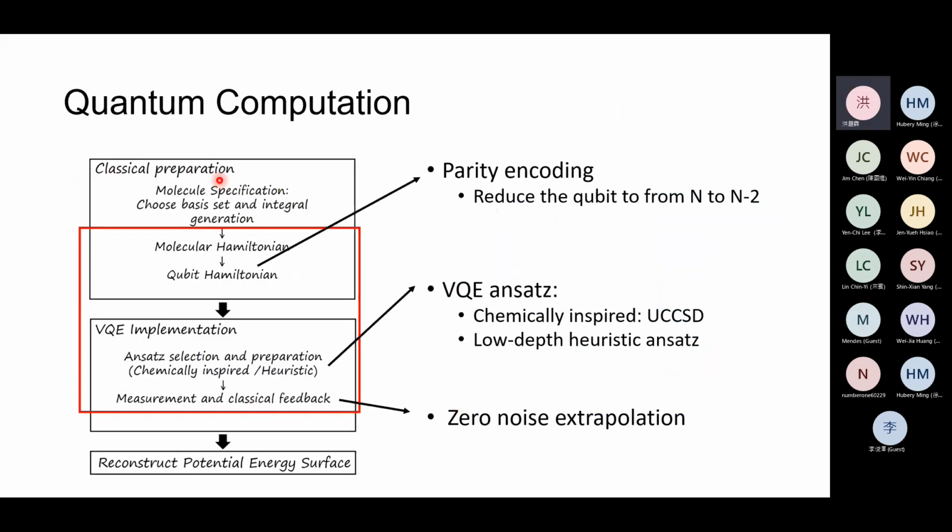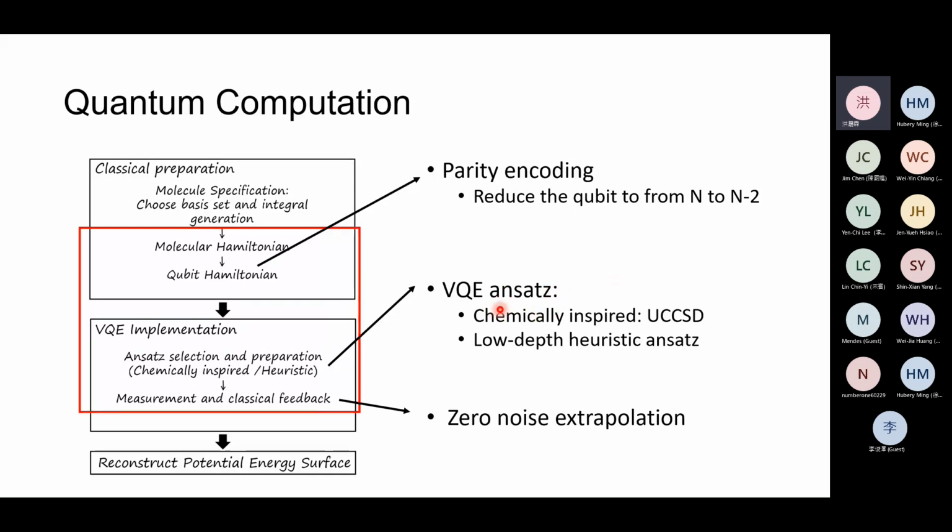In this work, for the quantum computation part of VQE, to encode the molecular Hamiltonian into a qubit Hamiltonian, we choose the parity encoding. By rearranging the orbital numbers and doing the encoding, we can reduce the qubit resource from n orbitals to n-2 orbitals. That is, we only use n-2 qubits.